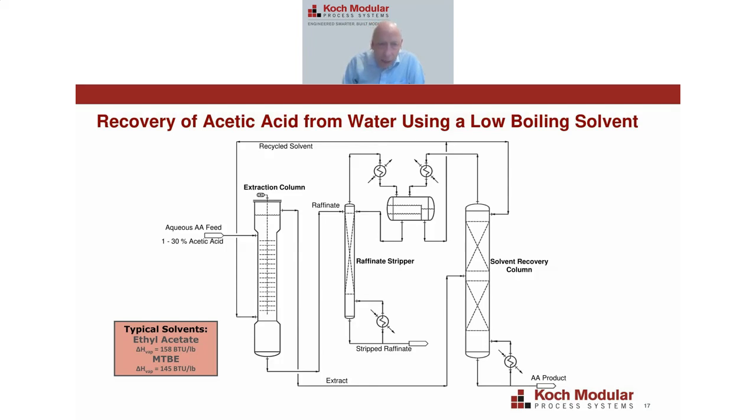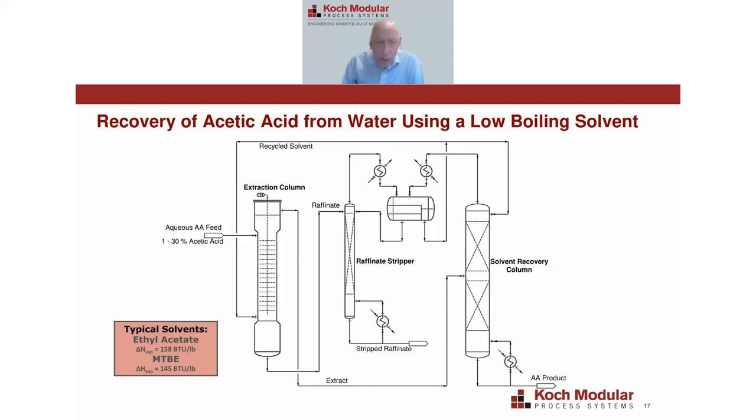Coming out the other end of the extraction column is your raffinate stream. That's void of acetic acid, but it does have a soluble amount of the solvent in there. If it's ethyl acetate, for instance, it might have 6 to 7% ethyl acetate. So you can see we would typically go to a stripper there. Sometimes that's just a steam stripper. Strip out that ethyl acetate, and then both of these overheads go to a single separation drum, recycling the solvent back to the extraction column.